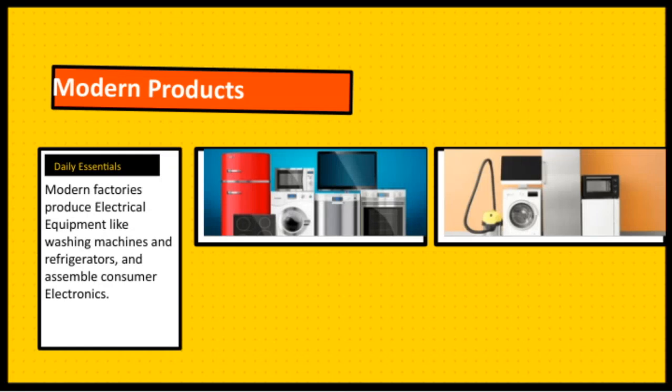Now, let's take a look at how modern factories are producing the electrical equipment that we rely on every day. These factories are responsible for making essential household appliances like washing machines and refrigerators, which have become vital parts of our daily lives. In addition to manufacturing these large appliances, they also assemble consumer electronics. Think of smartphones, laptops, and other gadgets that keep us connected and productive.